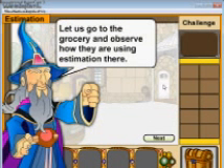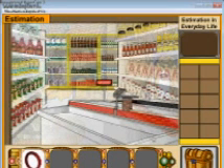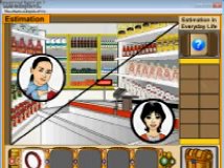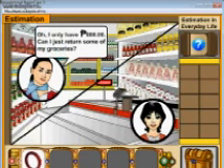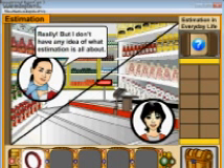Let us go to the grocery and observe how they are using estimation there. So let's go to the grocery store. There we go. We see now the grocery store items. Ma'am, your groceries cost 925 pesos. Oh, I only have 800 pesos. Can I just return some of my groceries? Okay, ma'am, maybe it will help if you apply estimation in buying your groceries. It will help you a lot. Really, but I don't have any idea of what estimation is all about.